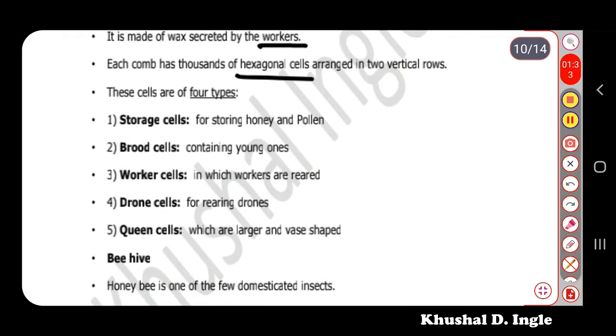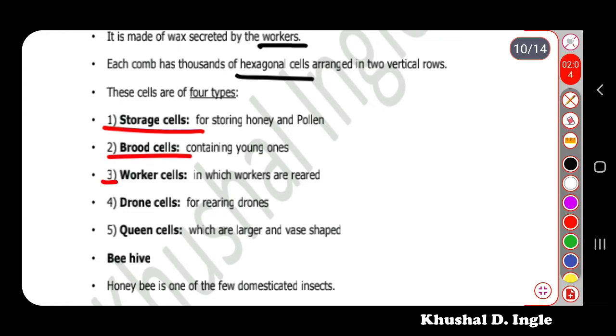So first one, that is storage cells. The name itself indicates that these cells are used to store honey and pollen. Then the next one, that is brood cells. These brood cells contain the young ones. Why do they contain the young ones? Because the queen will lay her eggs within these brood cells.